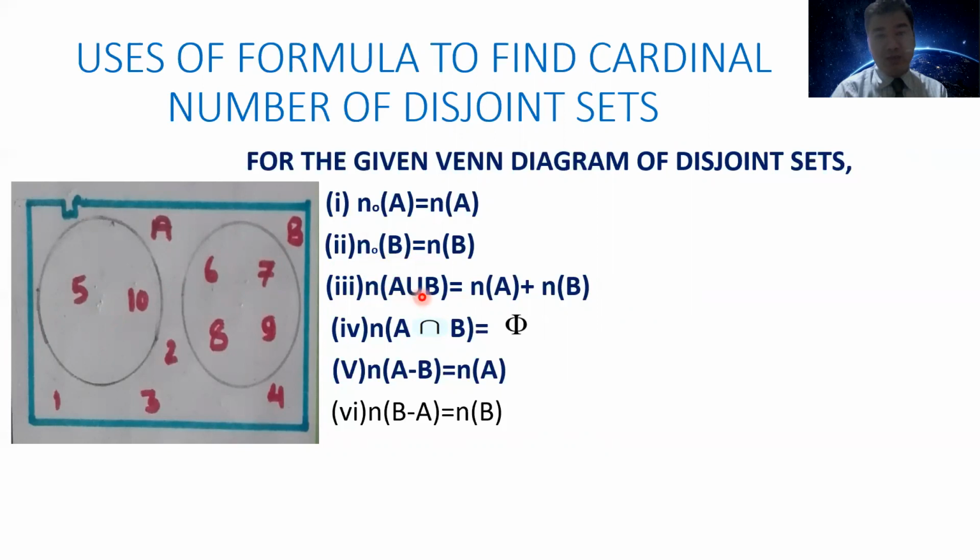n(A union B) means what? n(A) plus n(B). If we add n(A) and n(B), that will be n(A union B). And n(A intersection B) means what? It is 0, there is no common element. And n(A minus B) means what? From A subtract nothing, so this is A only. And similarly, n(B minus A) means also n(B). These are the formulas when two disjoint sets are given. Now let's move to the next slide.